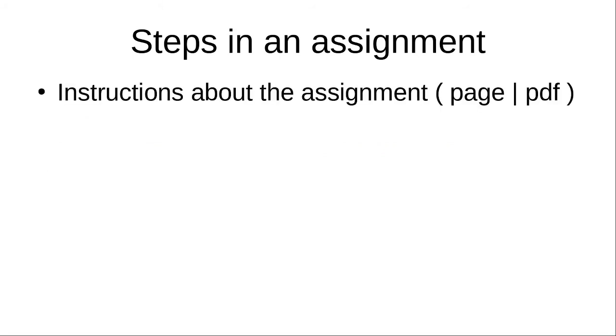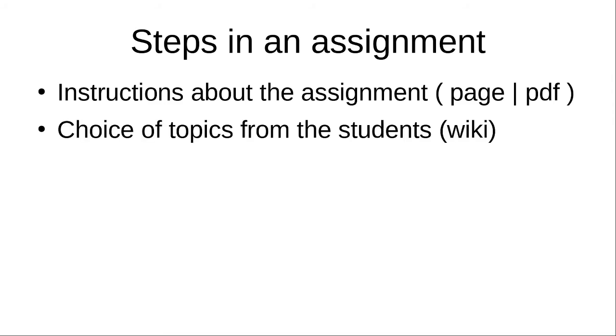The following are the steps in an assignment. Usually we need to give instructions about the assignment, and this can be in a page on Moodle or in a PDF document that we upload onto Moodle. The choice of topics usually is taken from the students by passing around a sheet of paper in the regular classroom, but on Moodle we could do that very nicely using the wiki feature.